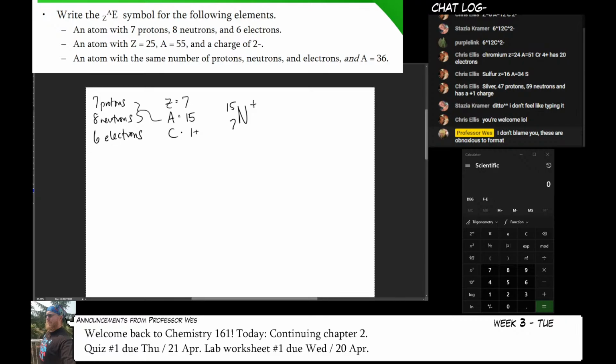Okay. For the second one, the problem tells us Z is 25, A is 55, and the charge is... I can't actually read that on my screen here. Is it 2 minus? Yeah, 2 minus. So we just fill all that in: 25, 55, 2 minus. What symbol is this? What is element 25? It looks like it's manganese. There you go.